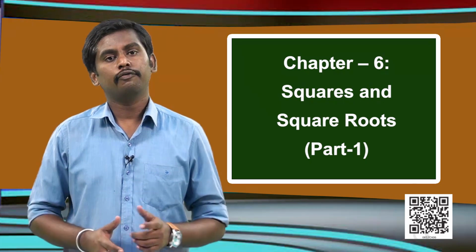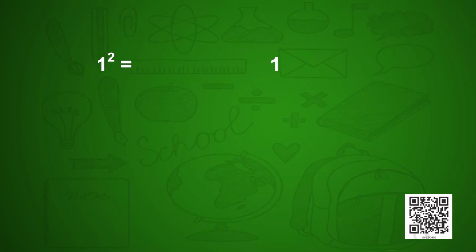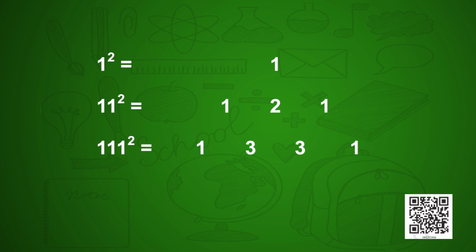Students, finally we will observe a very interesting pattern. 1 square is equal to 1. So 11 square is equal to 121. Then 111 square is equal to 1331. So we are writing the digits in such a way the numbers have been placed as shown here. And finally we will also take another square which is 1111 square, that is equal to 14,641, where the digits have been written as 14641.